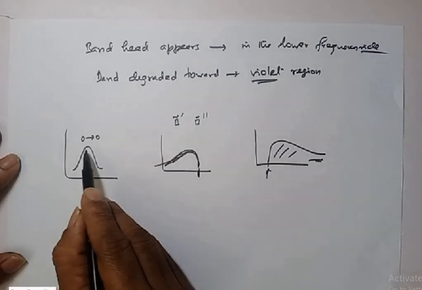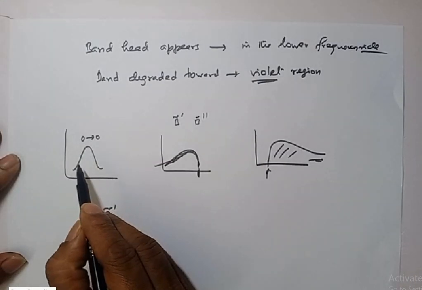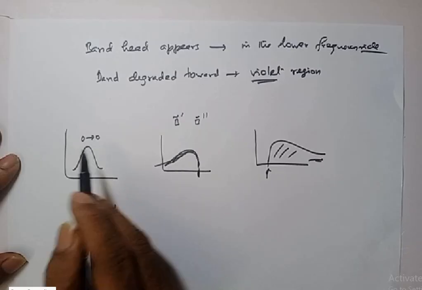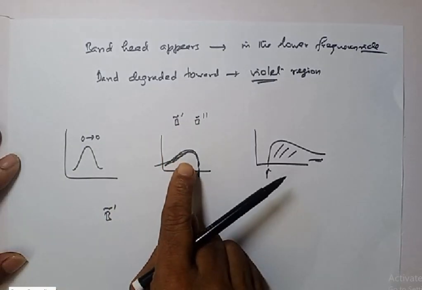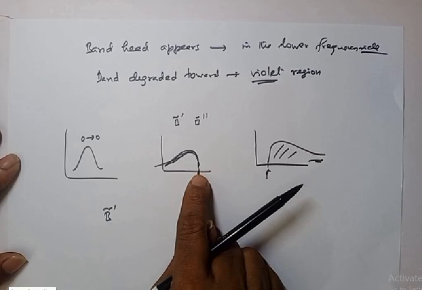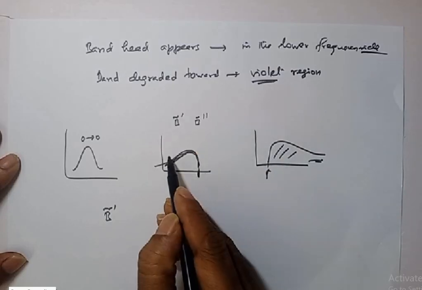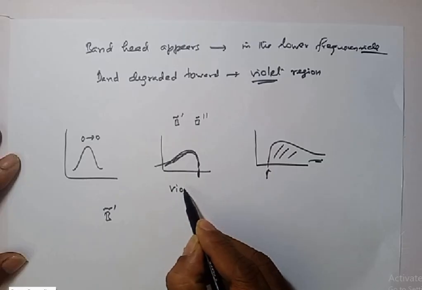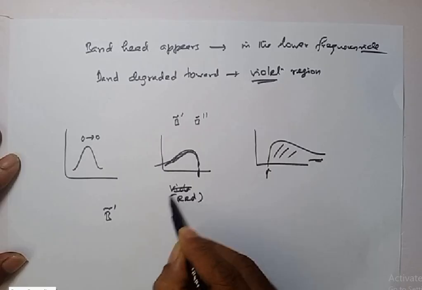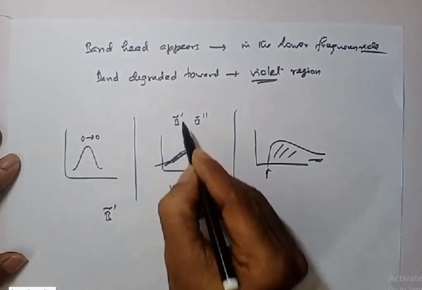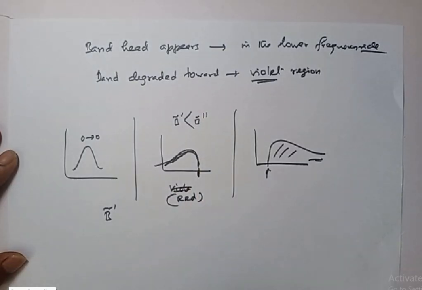This is normal. Suppose I take the 0 to 0 transition. We usually show that we get a peak for 0 to 0, but the peak appears either like this or like this. We may get the band head in the higher frequency side, and the degradation occurs in the lower frequency side. It is called red degradation. Degradation occurs in the lower frequency. This appears if B prime is less than B double prime.